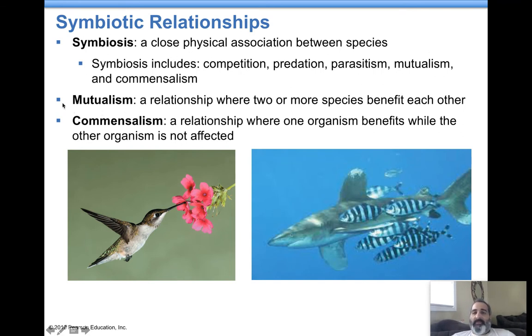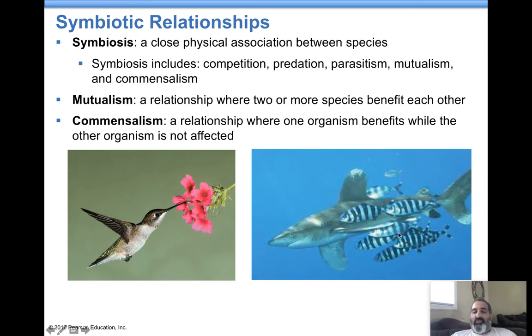Mutualism is when two organisms live together and they both benefit. So in this case here, the bird is getting food, all right? The plant is allowing its DNA in the form of pollen to be spread from one flower to another flower. So the bird is getting food while the plant, the flower here, is being aided in its reproduction process.